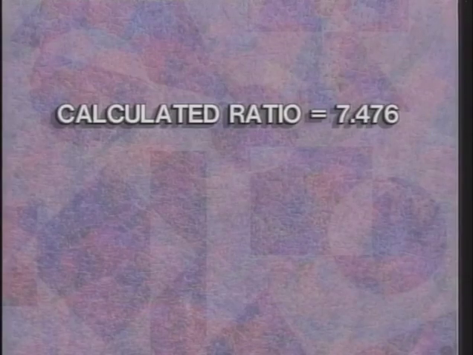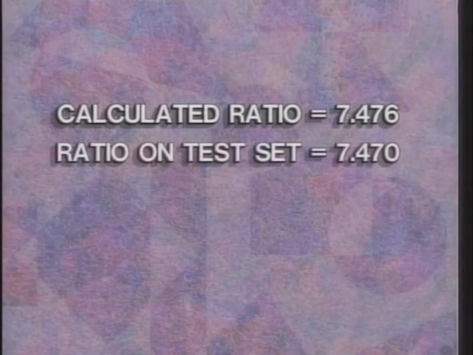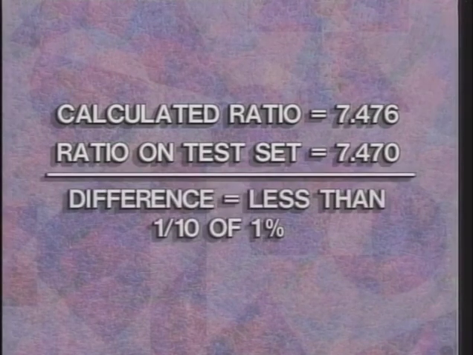The ratio that you get on the turns ratio test set is compared with the calculated expected ratio. Depending on your company requirements, a difference of anywhere from plus or minus 1/4% to plus or minus 1% may be acceptable. Be sure you know your company's maximum acceptable difference. Now, in the example that we looked at, the calculated ratio was 7.476. The ratio that we got on the turns ratio test set was 7.470. This is a difference of less than 1/10%. If our maximum acceptable difference is 1/4%, the transformer turns ratio tests out okay.